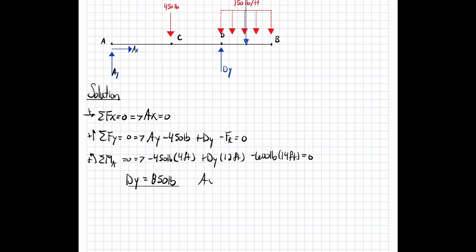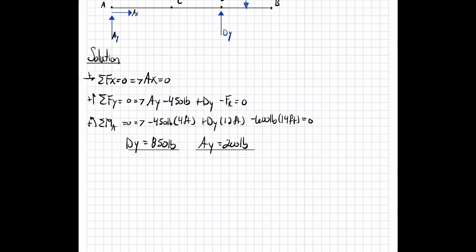And now we can solve for Ay. We get Ay to be 200 pounds. So now we have two options after this. We need to find our shear and bending moment diagrams. We can do our internal cuts for before point C, after point C, and before the distributed load.